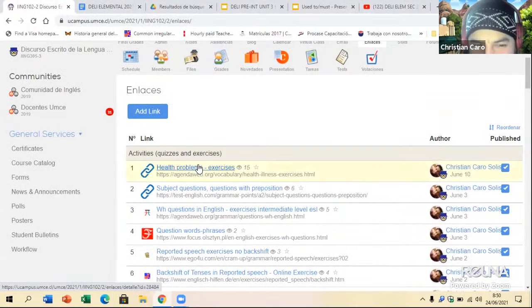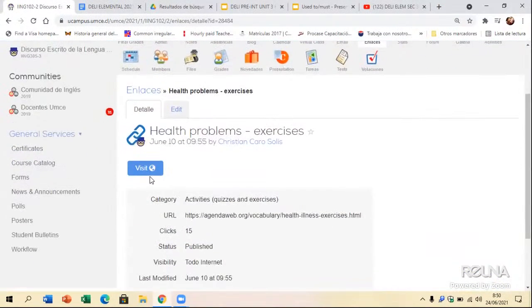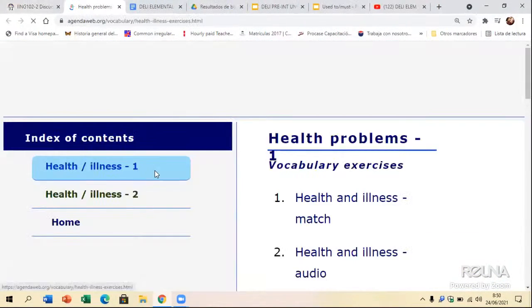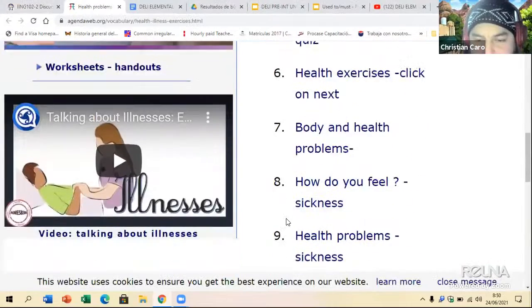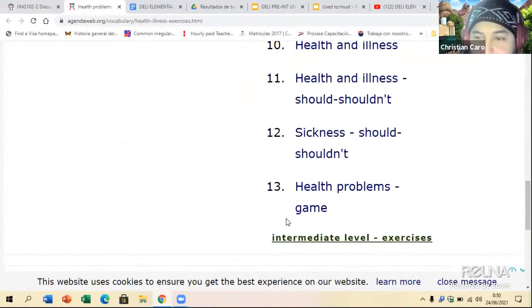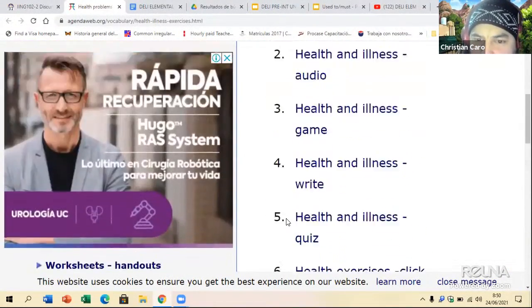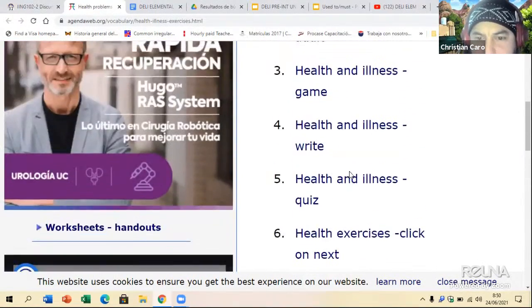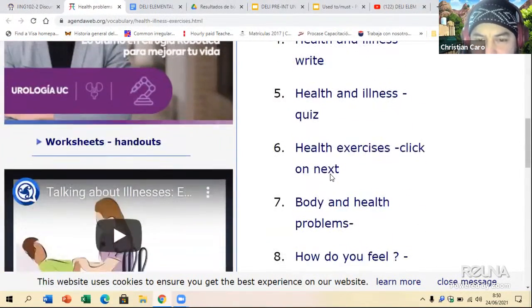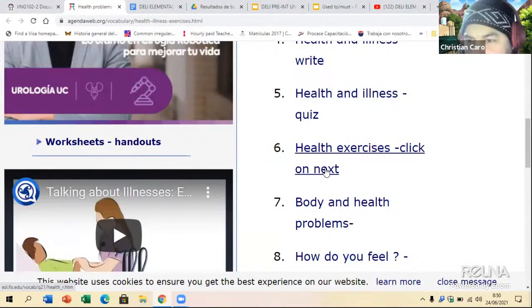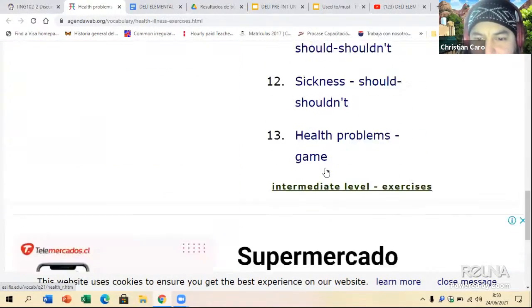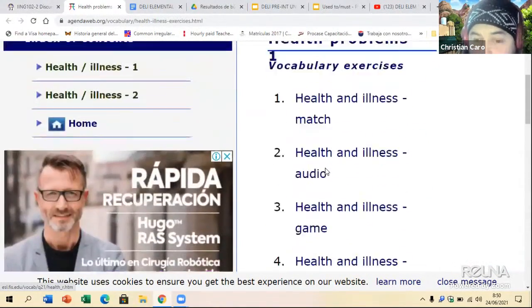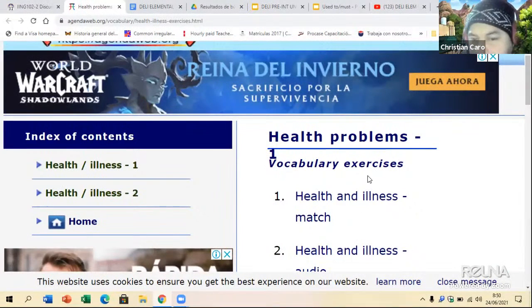Anyway, if you click on here, you're gonna see a lot of different options to work with vocabulary. Anytime you click on these links, you're gonna find a different exercise, right? So I strongly recommend that you practice and study with these links, right?